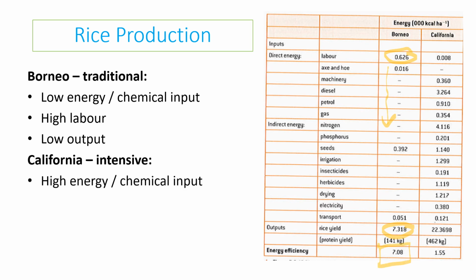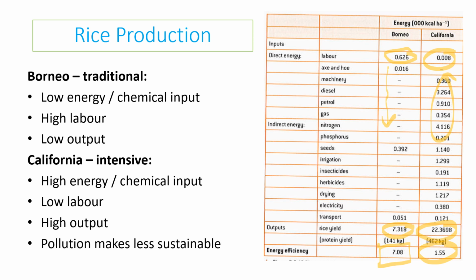In California, where they're using intensive farming, they use high amounts of energy input, all these energy uses here, very little human labour, however, but you get high output as a result. Now that, however, doesn't mean it's efficient because of the comparison between input and output. And also you have to consider in California the fact that this commercial use of fertilizers and diesel and petrol is leading to more pollution, making it less sustainable overall.